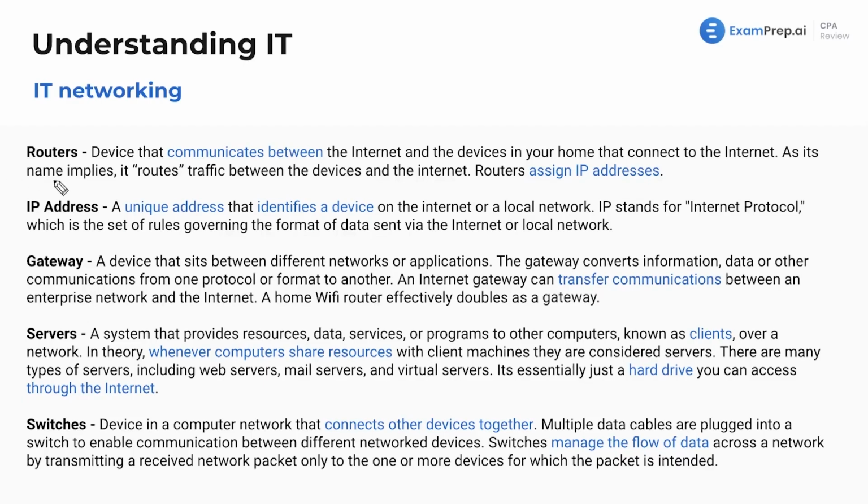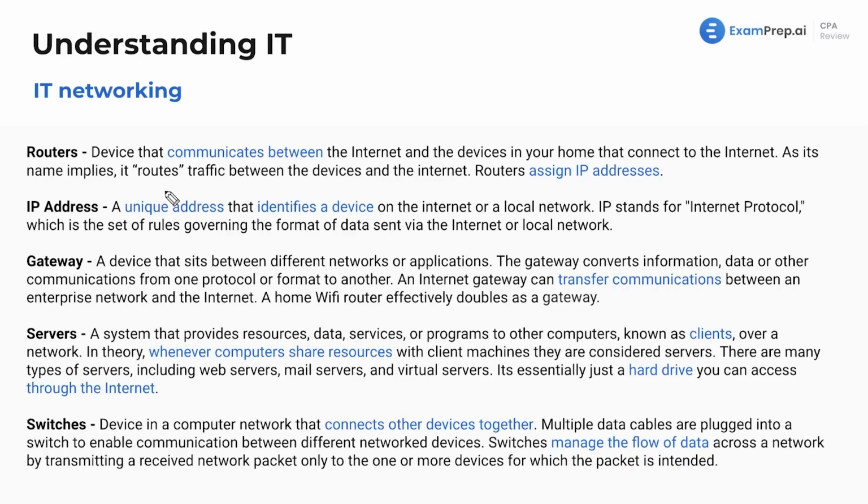What's a router? Well, this is a device that communicates between the internet and the devices in your home that connect to the internet. So you do have a router in your house if you have internet, and if that's how you're watching this. As the name implies, it routes traffic between the devices and the internet. This is also what assigns you your IP address. Again, this is the connector that connects your device and the internet, connects your iPad to what you're watching on Netflix. That's what a router does.